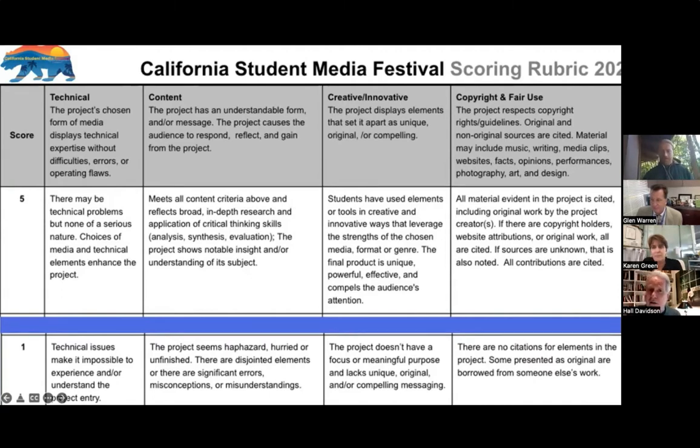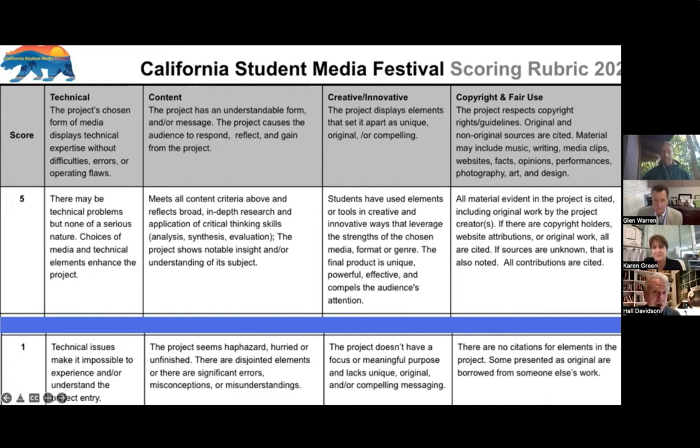So here's a 5. If you're looking at a video or a piece of sculpture or whatever it is you're looking at, most of these will be videos, you're going to look and say, hey, there might be some technical problems, because this is not a technical award ceremony. This is a celebration of content. There may be technical problems, but none of a serious nature. Choices of media and technical elements enhance the project. So the music, the camera work, the acting, whatever it is, all those things are working together. Notice it does not have to be perfect to get a 5. Then you can go back and change the score of the other ones. I've certainly done that a lot when I see something that just leaps out.